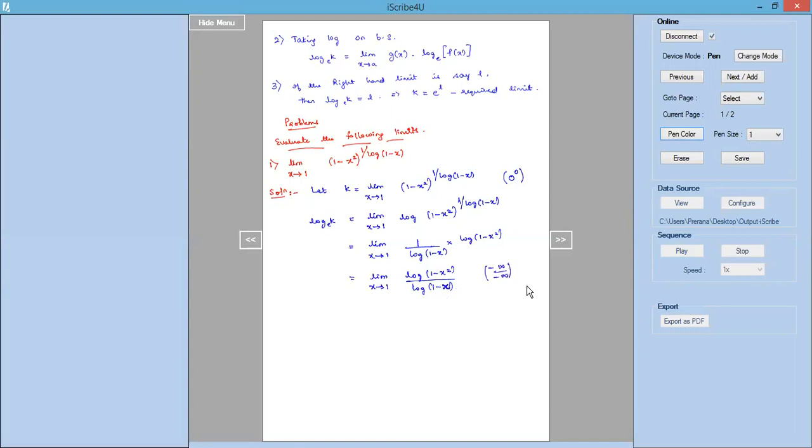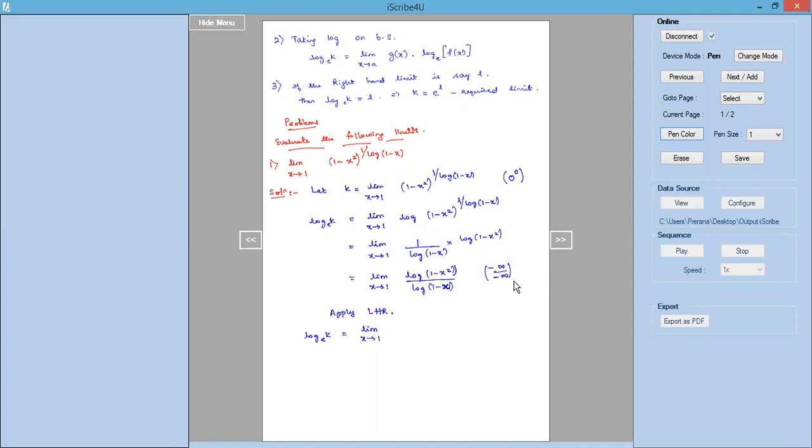So once the given question, you are able to put it to 0 by 0 or infinity by infinity form, we apply L'Hopital rule. I use the short form LHR. Applying the L'Hopital rule, which says that you differentiate the numerator and denominator separately. So we get log k to the base e is equal to limit as x tends to 1.